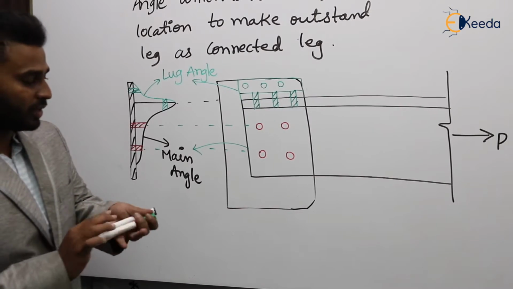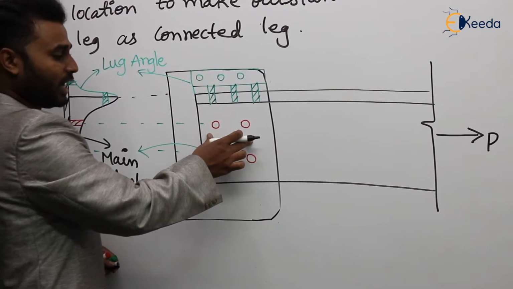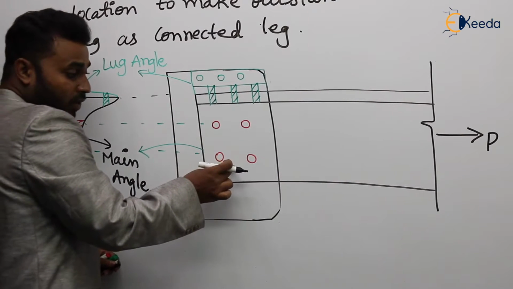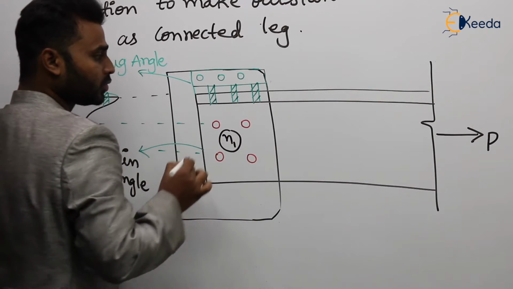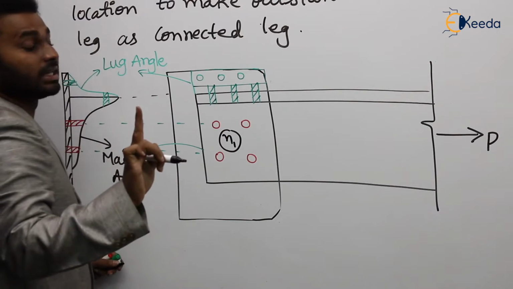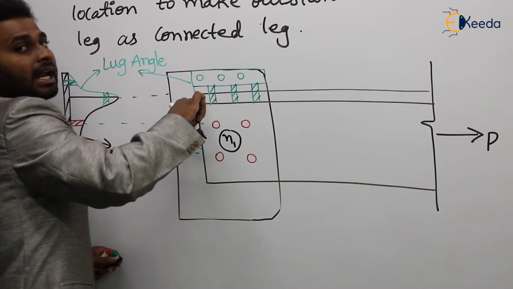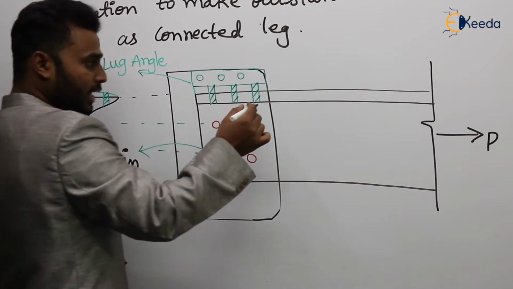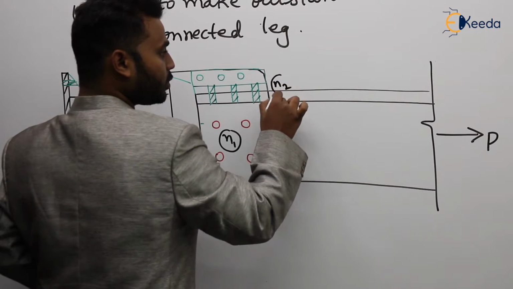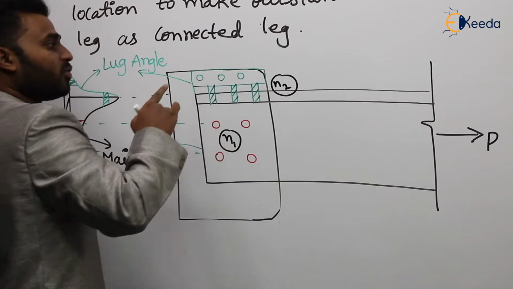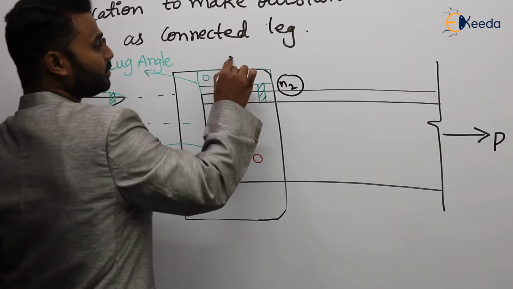So now here I am going to give the numbering. The number of bolts required for connecting one leg of the main angle to the gusset plate is N1. And the number of bolts required for connecting lug angle to the main angle, or outstand of the main angle, are N2. Here I am representing N2. And the number of bolts required for connecting lug angle to the gusset plate are N3.